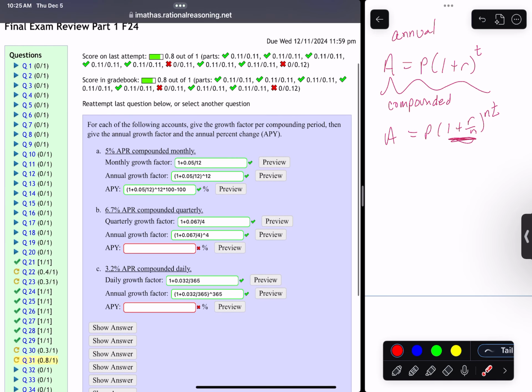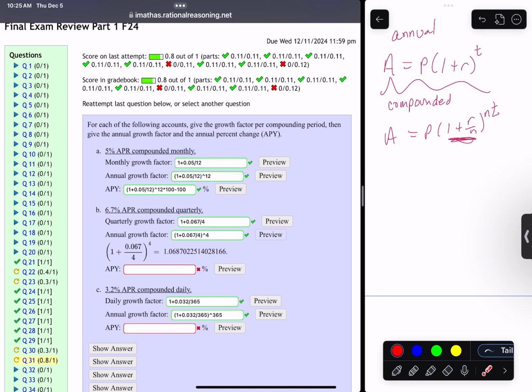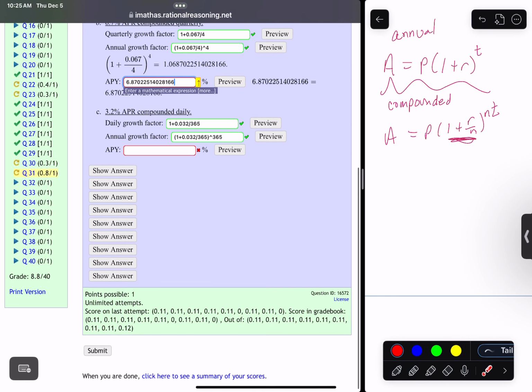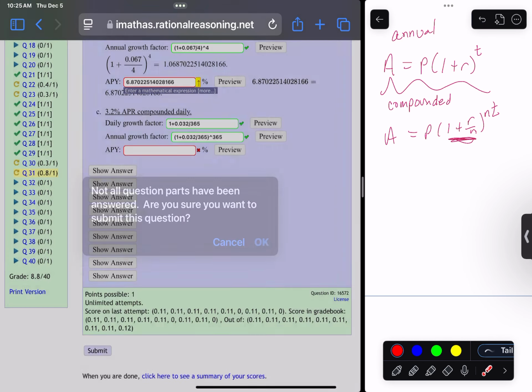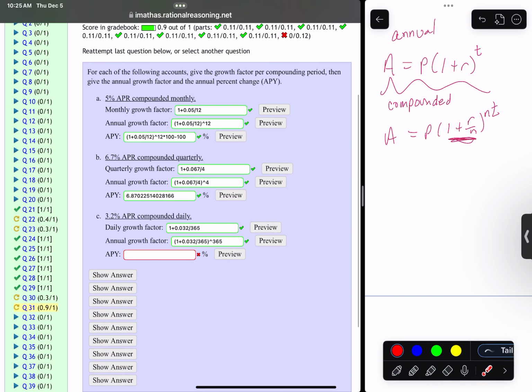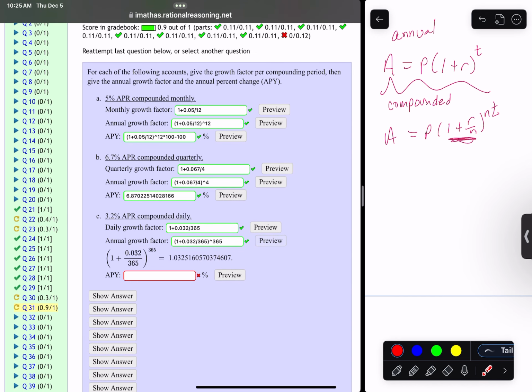Oh, it works, but okay, let me show you a better way. Let's just look at our preview. See, that's 106, or 1.0687. Move it 2 places over. You're seeing that preview. Let's just do 6.87022514028166. I mean, we're just going to show them all. See if they like that. So you can do my complicated way from the start, or just, okay, let's look at this preview.